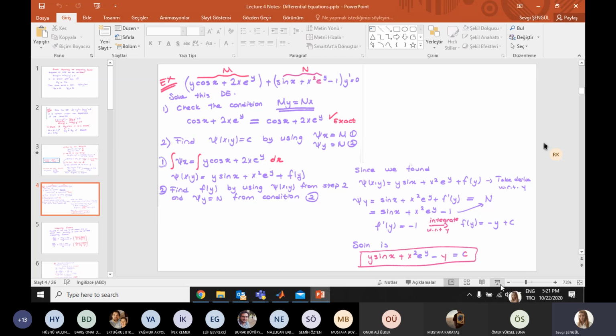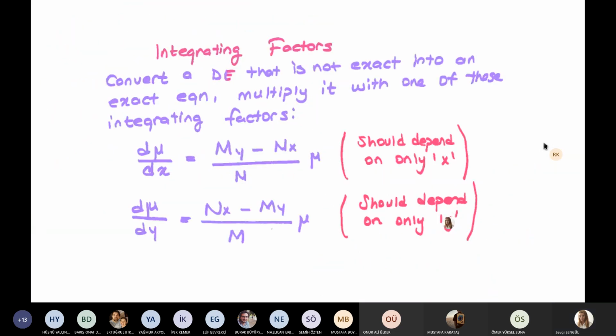Now, if it is not exact, what do we do? We are finding another integrating factor. You remember for the variable coefficient linear equations, we were finding an integrating factor, right? It was e to the integral of p of t dt. Last class we talked about that.